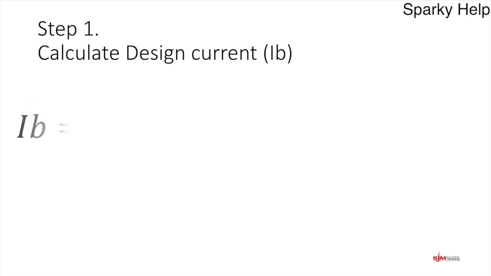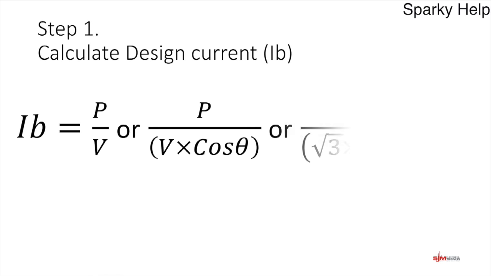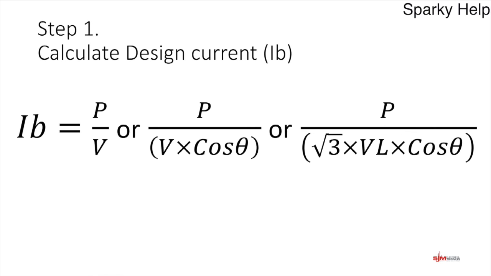So it's a simple, straightforward calculation, or calculations if you need to, to work out what IB happens to be. So we have power divided by volts, which is obviously very straightforward. Power divided by the voltage multiplied by the power factor, the cosine, if you've got it. And the last one on there, if you have a three-phase circuit, then it's power divided by the square root of 3 multiplied by VL, so that's the line to line voltage, times the power factor, whatever that happens to be, if you have one.